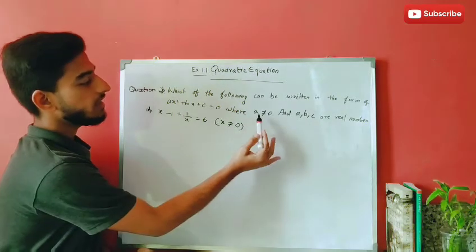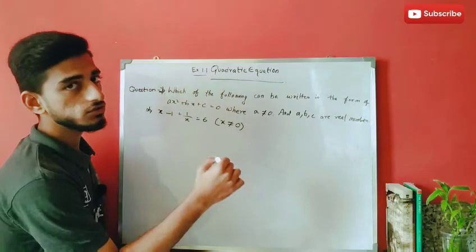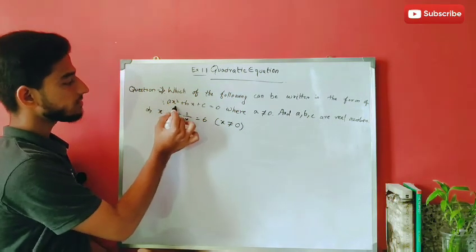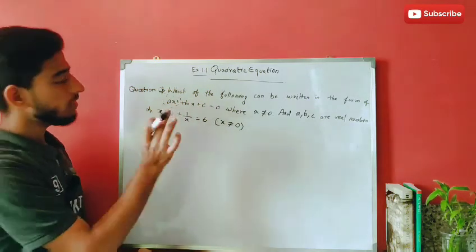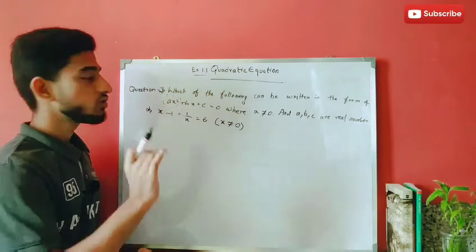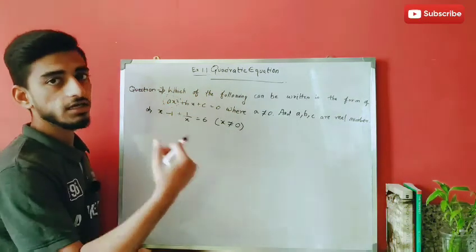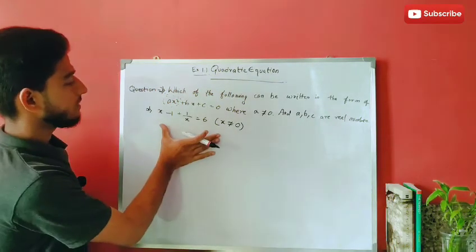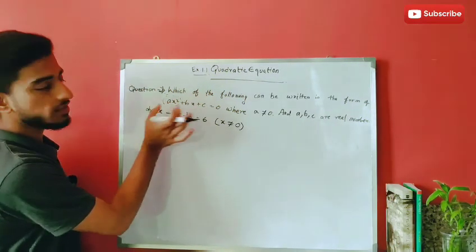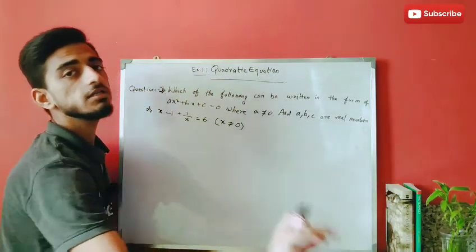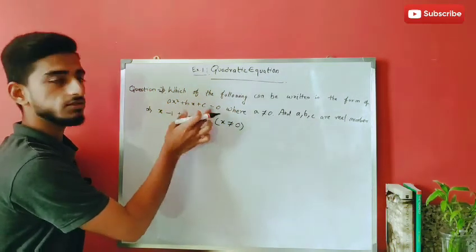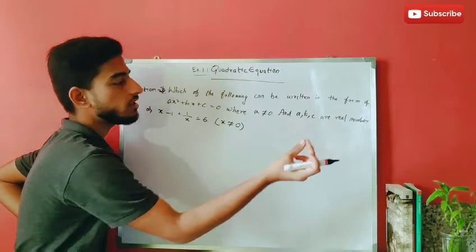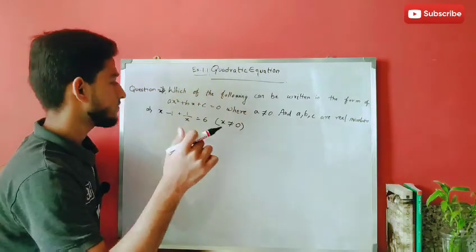Now they have written a is not equal to 0, because if a is equal to 0, then this term will be 0 and x square will vanish. So it will not be a quadratic equation, because degree 2 is a must. Now come to this question. We have to represent this in the standard form of ax square plus bx plus c, and then show what a, b and c are, and that all are real numbers. So let's start.